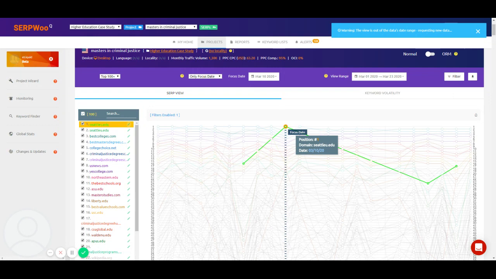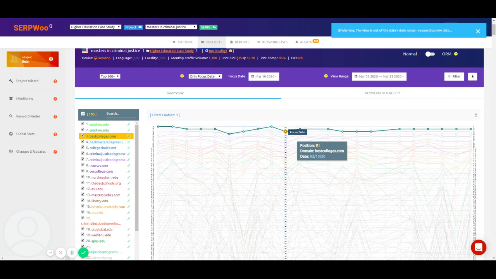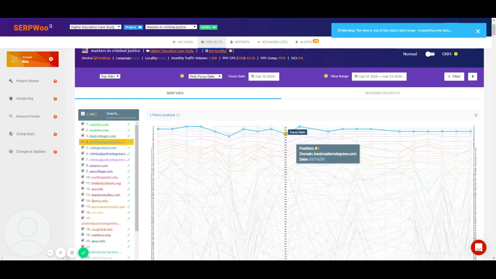Seattle EDU, not sure we can help them. They might not even know that they ranked first on the 10th. They definitely weren't a major player. It looks like they kind of just popped into the SERP and then popped out. So probably not the best candidate. You could still reach out to them. I don't think they're going to be desperate. Here's Seattle U. They're not going to be desperate. There's best colleges. They look solid. That looks solid.